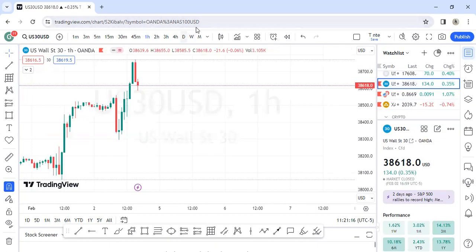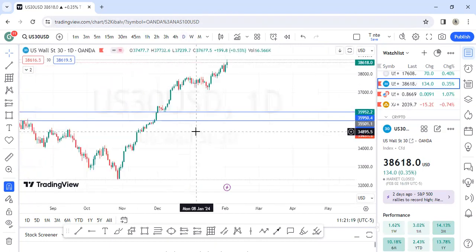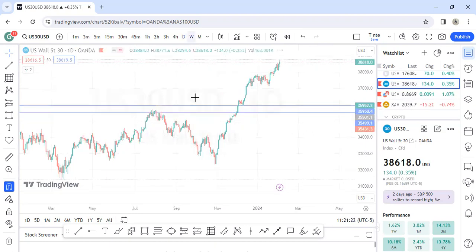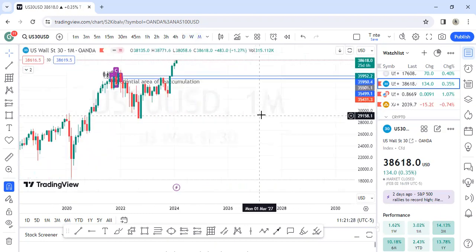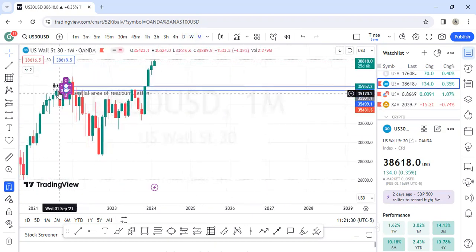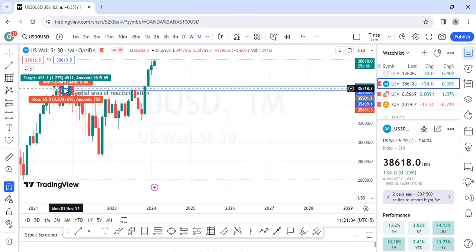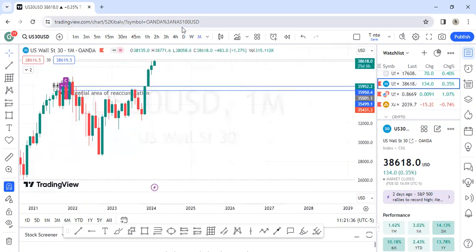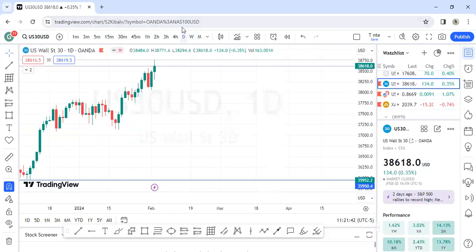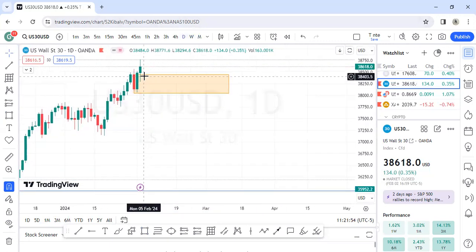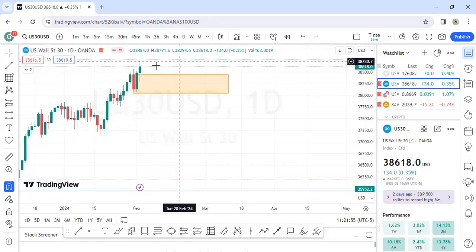US 30 is one of my favorite pairs, indices. For this market, it is super bullish, like super bullish. Let me check quickly on chat. Super bullish on the daily, super bullish. So for now, we are super bullish on this guy. You can see that we have even created a bullish order block here. I think price has tapped into it. The market came back and tapped into it. So we have a bullish order block here.